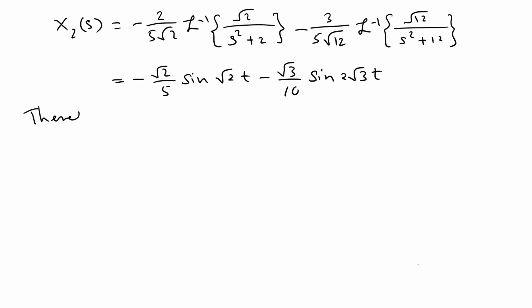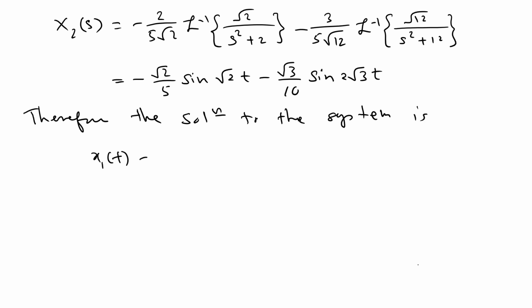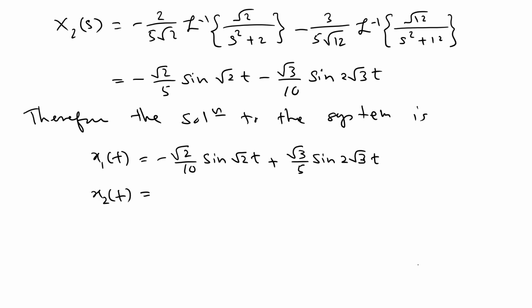Let's put it all together. Therefore, the solution to the system is x1 of t, which is negative square root 2 over 10 sine square root 2 t plus square root 3 over 5 sine 2 square root 3 t. And x2 of t is negative square root 2 over 5 sine square root 2 t minus square root 3 over 10 sine 2 square root 3 t.